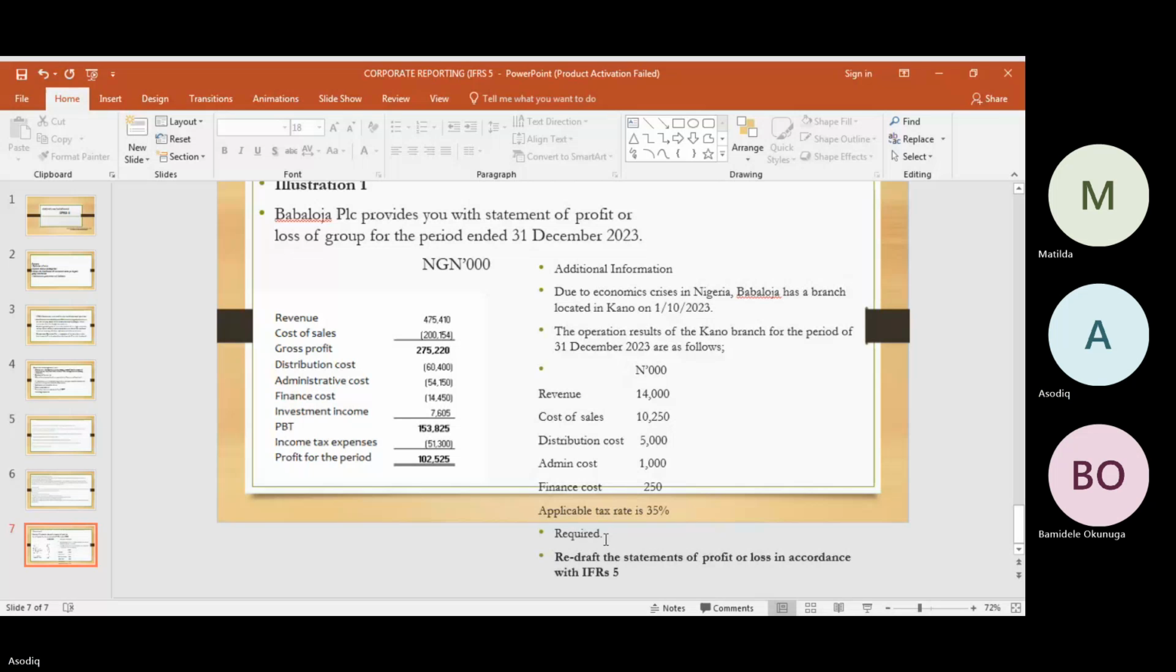So the required: draft the statement of profit or loss in accordance with IFRS 5. That means one thing I need to know, based on the additional information, is that we need to go back to the criteria. The first criterion tells us about management commitment, that they have the commitment of selling off that particular asset. Looking at this additional information, we realize that due to the economic crisis in Nigeria, this company has the intention of selling off this particular branch. It has met the first criterion, and all the five criteria must be met before you can write off this particular asset from your statement of profit or loss of the group for the period.